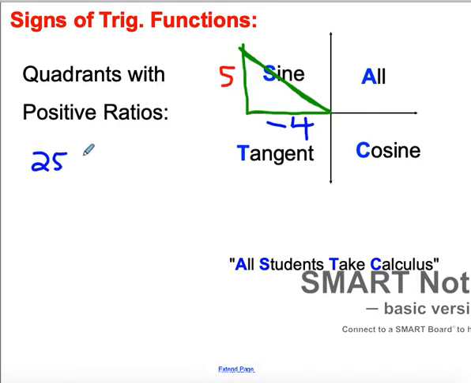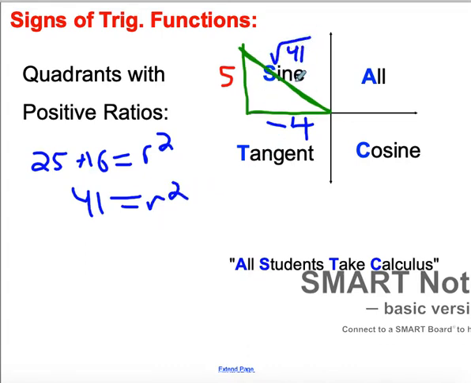25 plus 16 equals the r squared. So 25 plus 16 gets you 41 r squared. So this would be the square root of 41. So this is always going to be positive. The r will always be positive because it's almost like our radius. Our x and our y can be negative depending on which quadrant they are in. So x will be negative here.